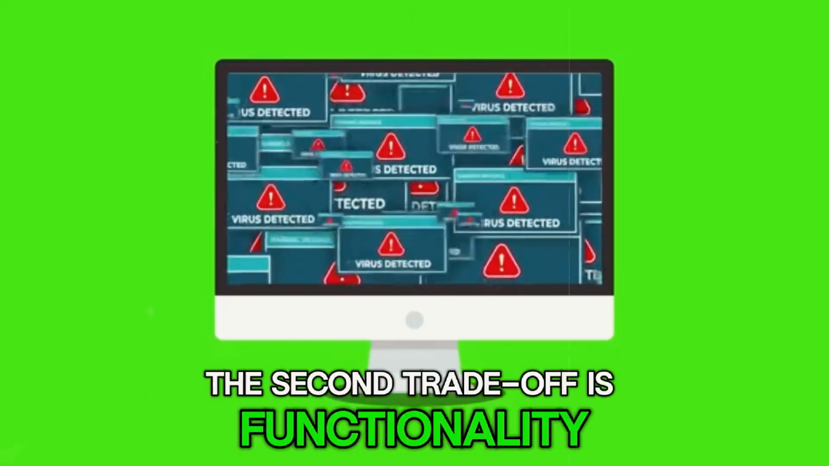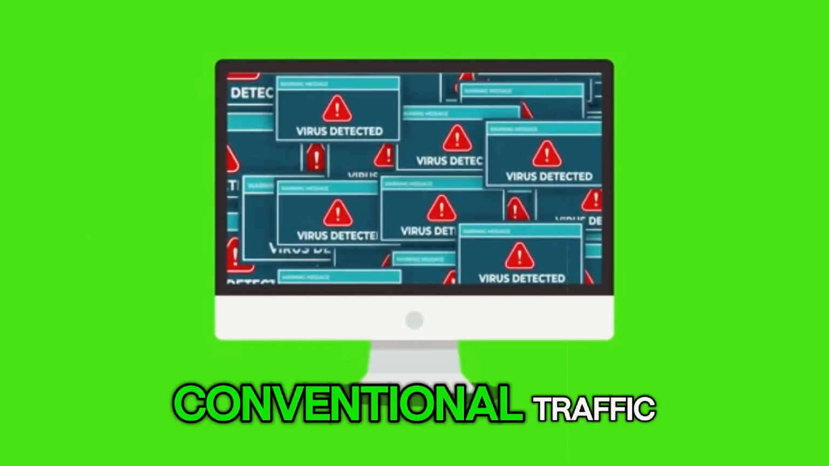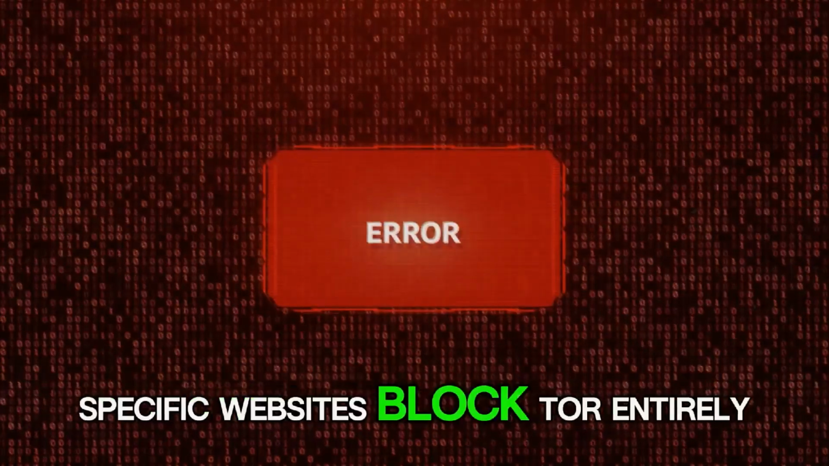The second trade-off is functionality. Many websites treat Tor traffic differently from conventional traffic. Specific websites block Tor entirely.